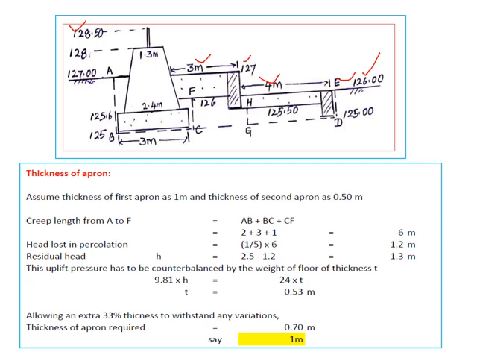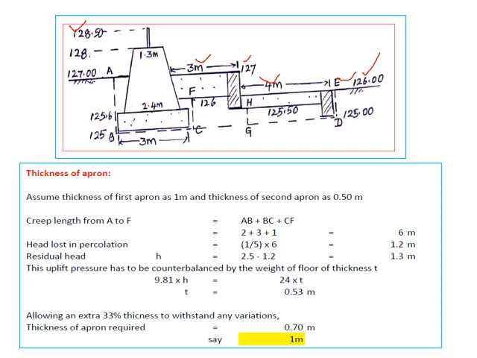So AB is nothing but 127 minus 125, which comes to 2 meters. So this is 2.4 plus 0.3 plus 0.3, which comes to 3 meters. So BC is 3 meters, and since thickness is assumed as 1 meter, it is 126 minus 125 as 1 meter. So therefore 6 meters is the creep length.